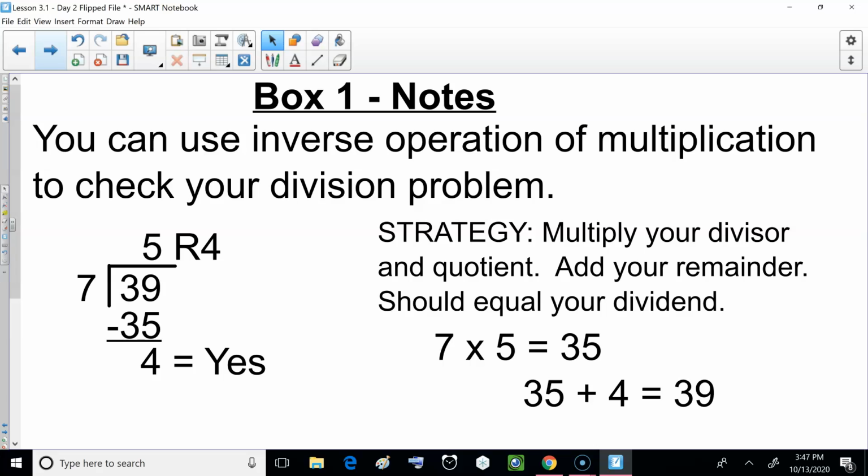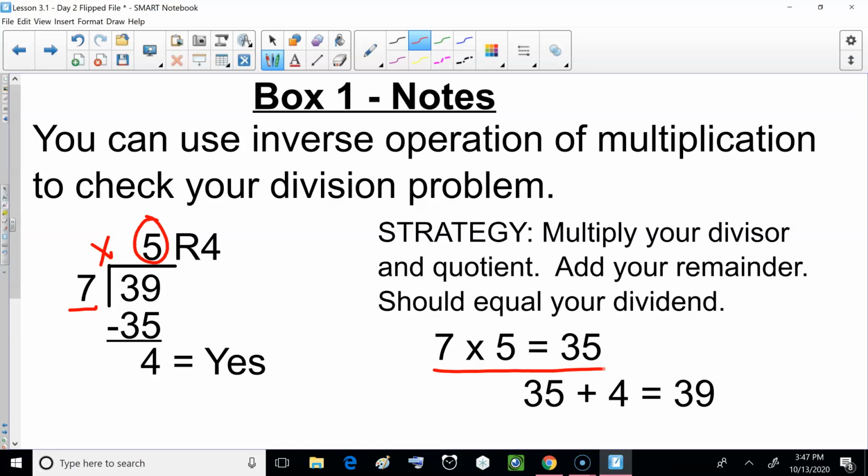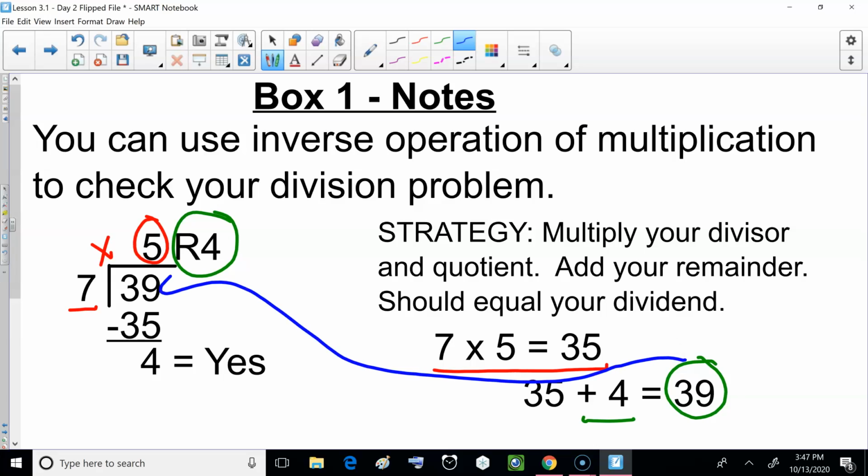So here's how the strategy works. You're going to multiply your divisor and your quotient. So you're going to take your divisor of 7 and your quotient of 5, and you're going to multiply those together, because this means I can get 7 groups of 5 from 39. Which gives you 7 times 5 is 35. The big thing is now your remainder is what's left over. So we have to add that to our 35, which gives us an answer of 39. So notice our 39 matches 39 right there, which means my answer is correct.